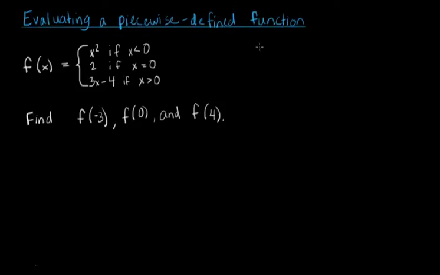Let's try f of negative 3. The input here, this is the x, is negative 3. We need to first figure out, is negative 3 less than 0, equal to 0, or greater than 0? I hope you said that negative 3 is less than 0. That means we're going to use this part of the function to evaluate. So it's x squared, which is negative 3 squared, which is 9.